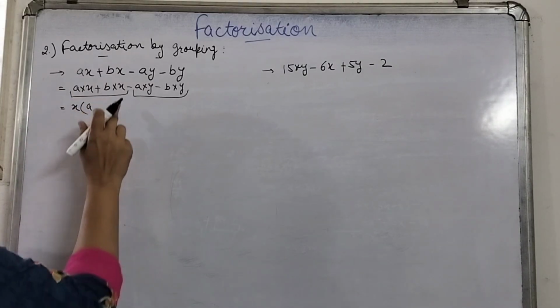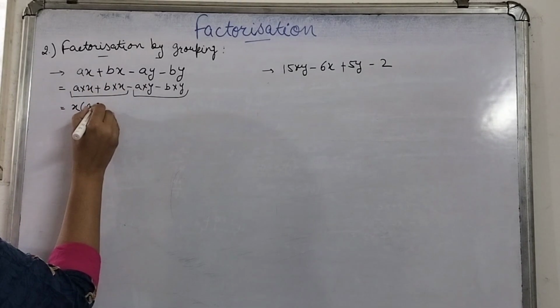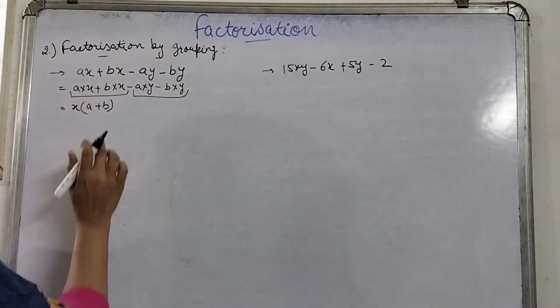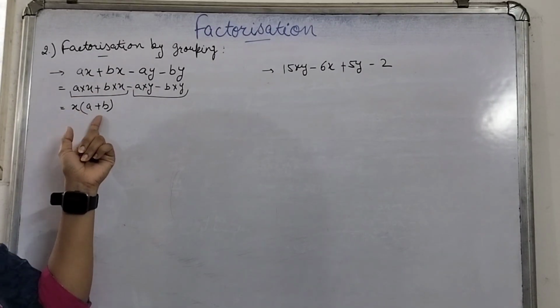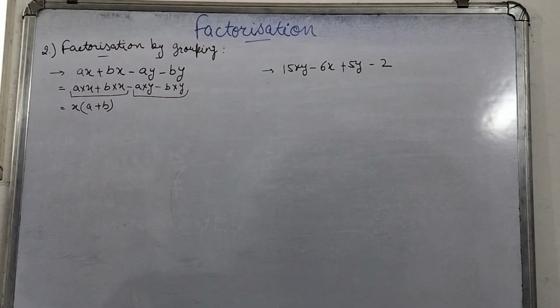We have written a. If we divide this b by x, we will get b. So these two terms could be written as x multiplied by (a plus b). Now we will do the same for the next two terms.